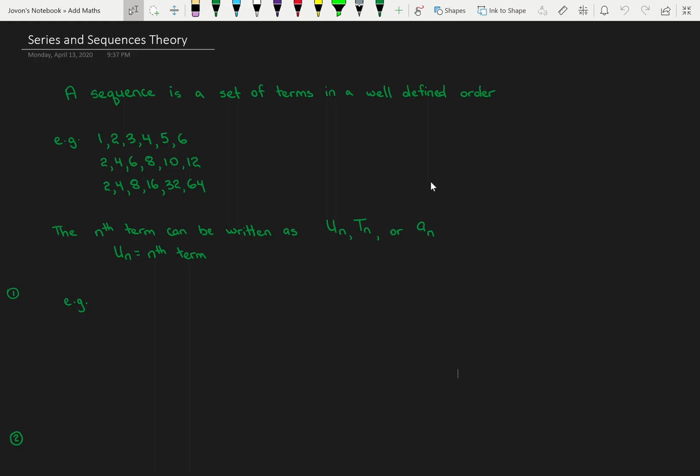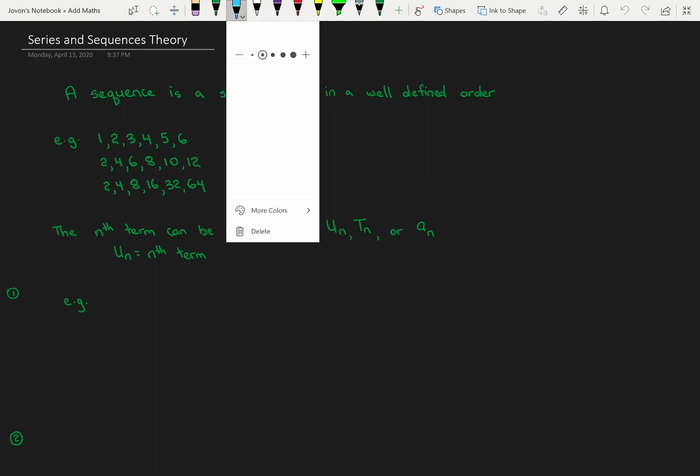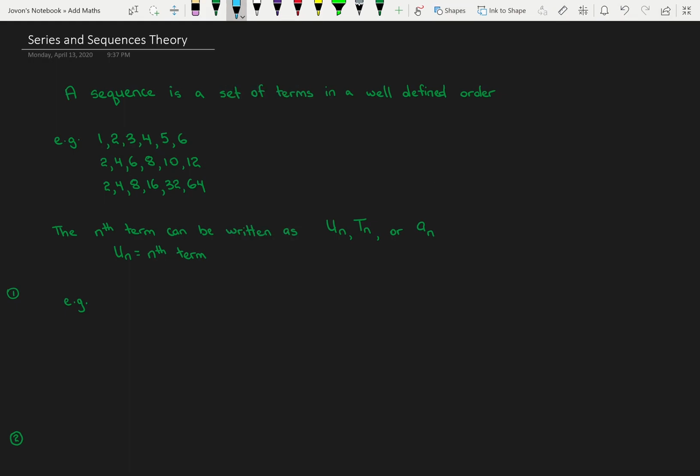So a sequence is a set of terms in a well-defined order. Okay, this is a definition for a sequence. Note, a sequence is separated by commas. Okay, this is different from a series, which is separated by a plus sign, right? So it's simply a list of terms in a well-defined order, right?